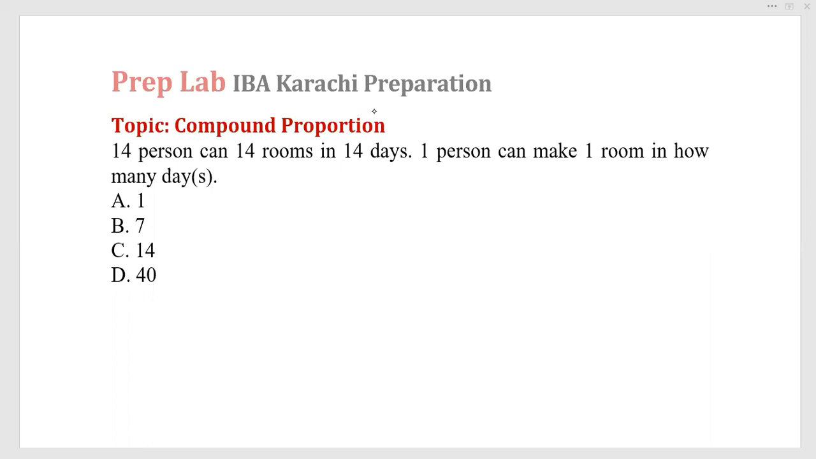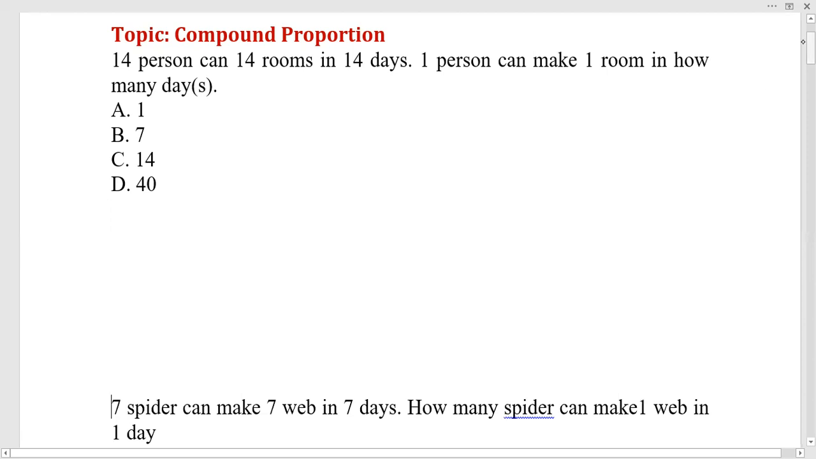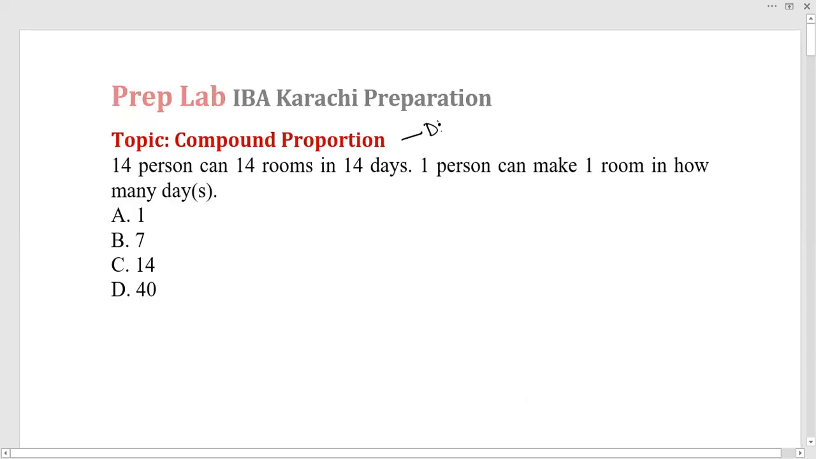To understand this question, we need to understand direct proportion and indirect proportion. What exactly is direct proportion? Direct proportion is when one thing increases, the second thing also increases, right? And indirect or inverse proportion is when one thing increases, the second thing decreases.